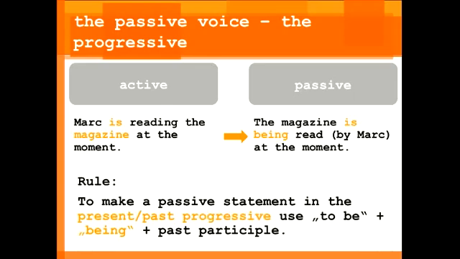To make a passive statement, again a positive sentence, in the present and in the past progressive, use to be. Now here, be careful, you need all the tenses, followed by being, which always stands alone, no changes here, followed by the past participle. This only works in the present and in the past progressive. There's really no way to use the passive with any other tense.